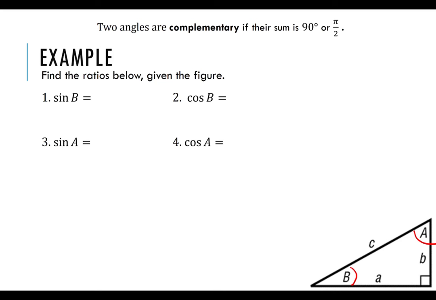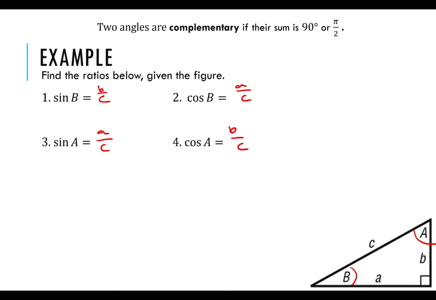And so if I want to find sine of B, it is going to be the opposite over the hypotenuse, or little b divided by c. Well, if I want to find cosine of big B, it is going to be the adjacent over the hypotenuse. That's going to be a divided by c. Sine of A, well, that's going to be opposite over hypotenuse, and that's going to be a divided by c. And cosine of big A is specifically going to be the adjacent over the hypotenuse, so b divided by c.